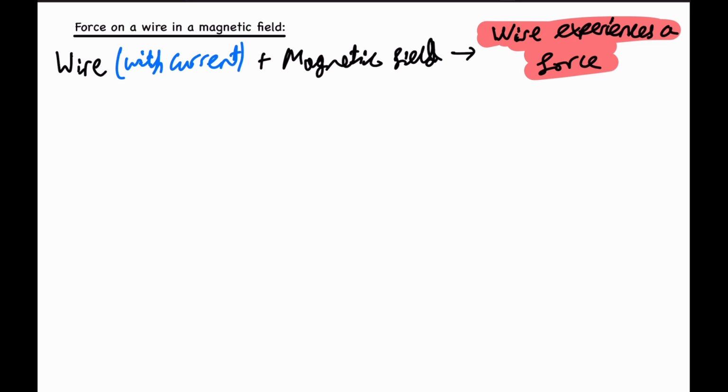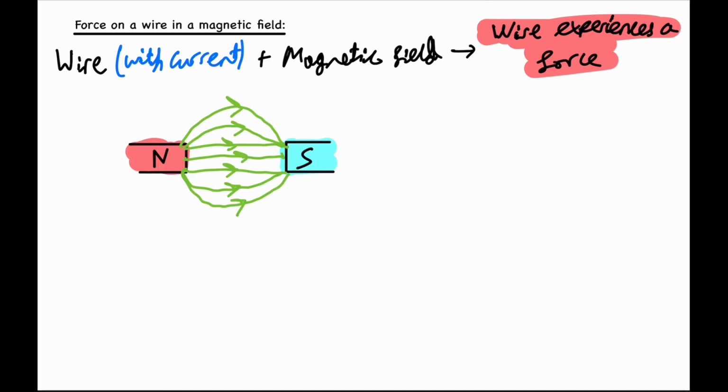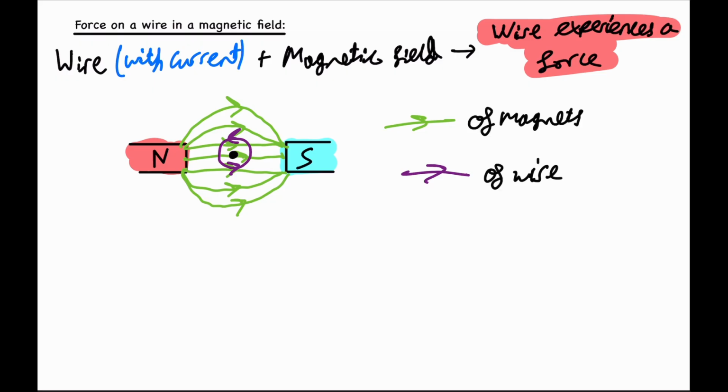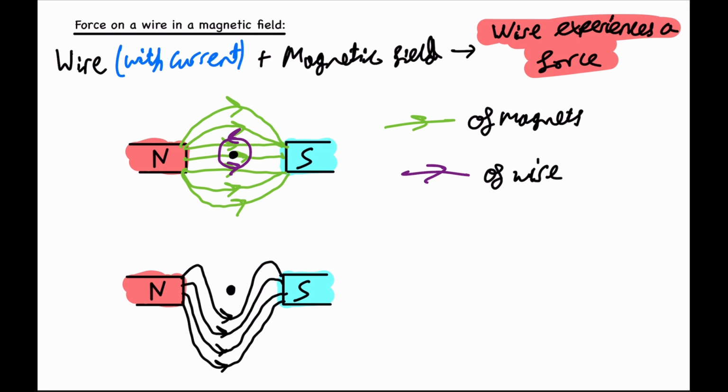So let's draw it out. If we have a magnet that looks something like this, and say you have a current carrying wire in the middle, like this, and the current is going away from the page, away from the screen, you'll have field lines that look something like this, where these are the magnetic field lines of the magnets, and these are the magnetic field lines of the wire. Now let's draw a resultant field. If that's your wire, your field lines will look something like this. And this will cause a force on the wire in this direction, F.